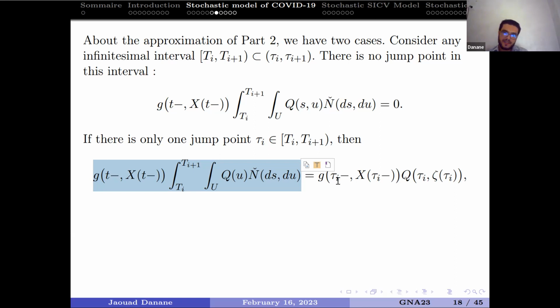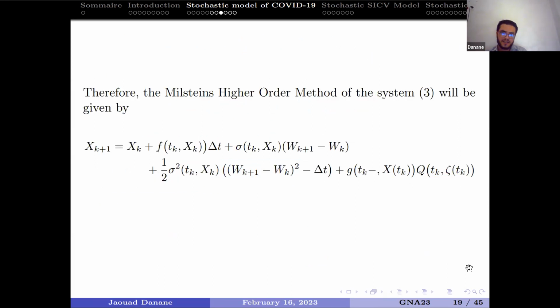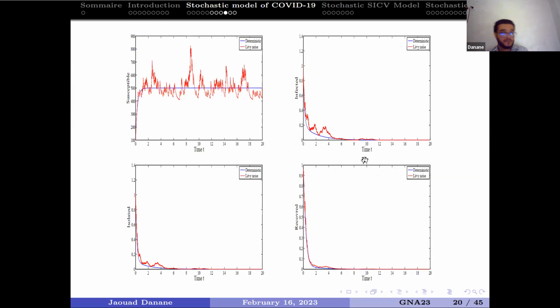So we can now replace this part, because this approximation is between t_{e+1}. Now in the interval 0 to T we will have the sum for e equals 0 to n of g of tau_e minus, X of tau_e minus, q of tau_e, zeta of tau_e. It is a nice approximation of our numerical solution. So the approximation of X will be given by the following expression, and we can program this result in MATLAB or Python or Mathematica or R software, and we can get the numerical simulation of the result.